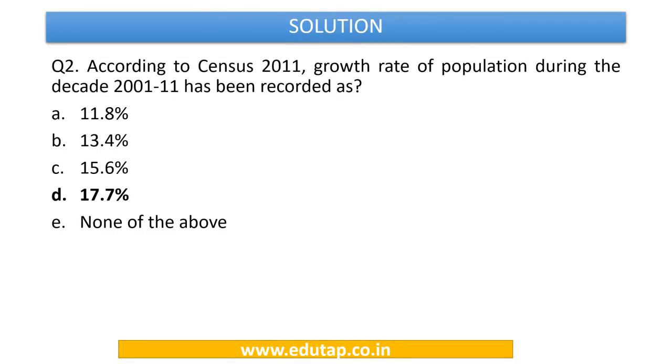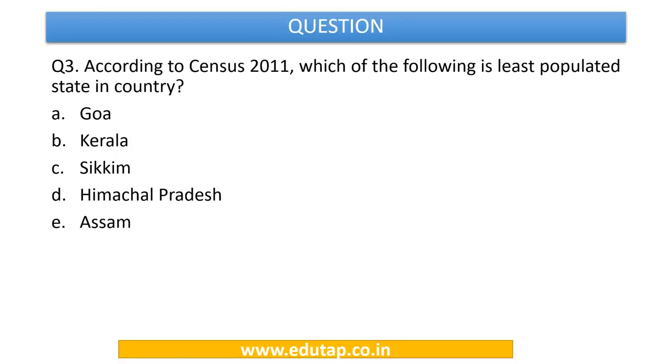So with this particular information, we can easily answer this question: according to Census 2011, the growth rate of population during 2001 to 2011 has been recorded at 17.7%. So the answer to this one is going to be option number D. Now let's move to the next one.